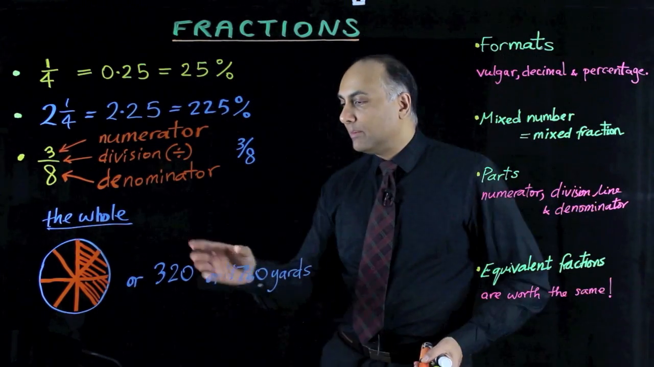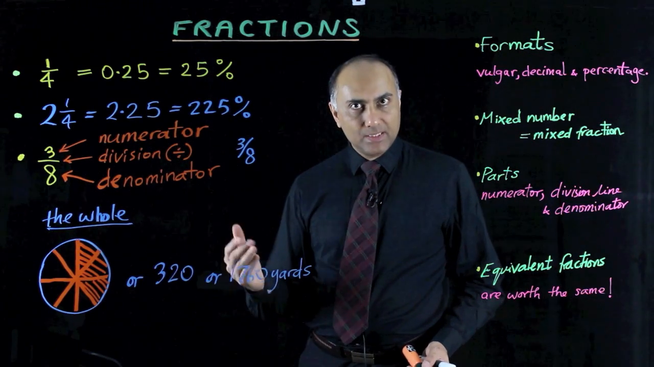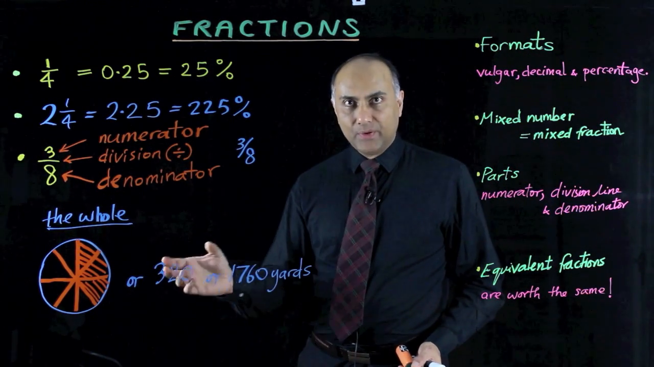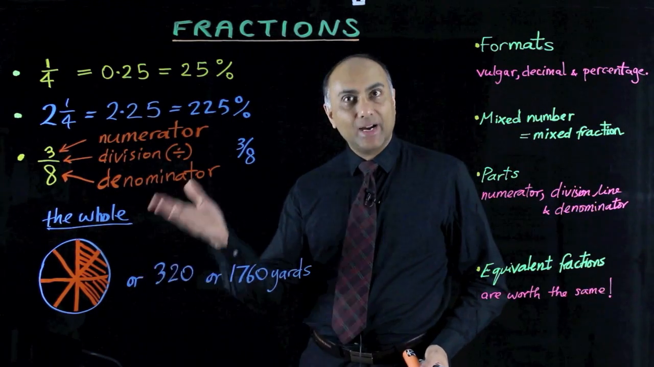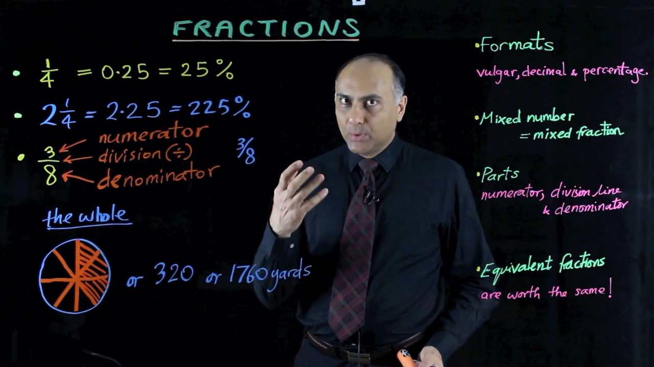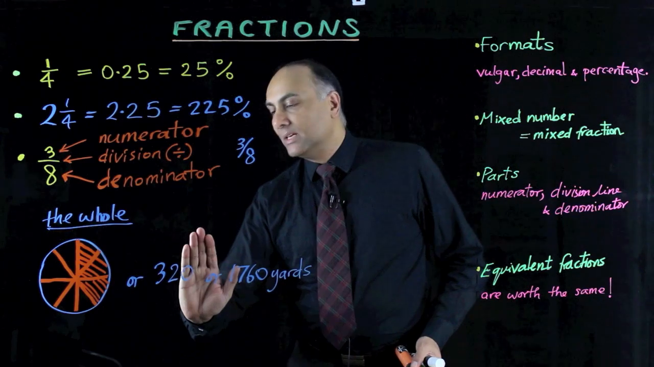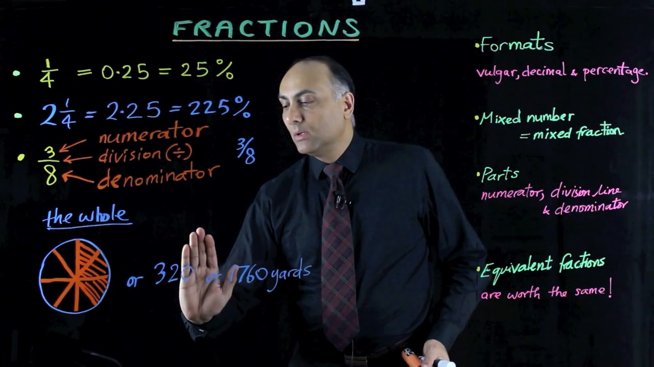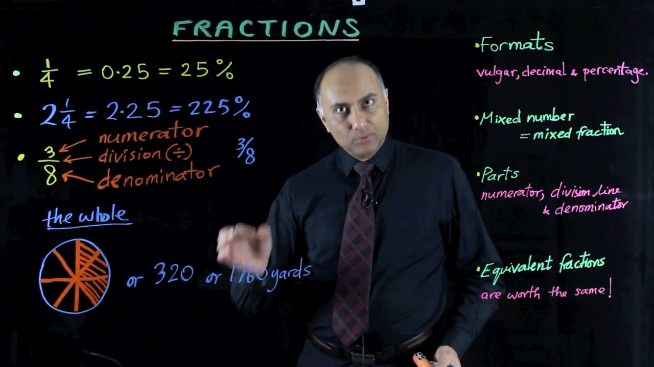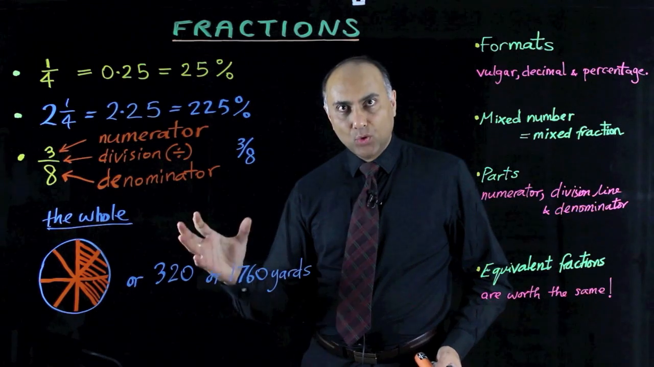Now let's look at what we mean by 3/8 of 320. Well, 1/8 of 320 would be 320 divided by 8, which you can do by a mental method. You can either say 32 divided by 8 is 4, so 320 divided by 8 would be 10 times as much, which is 40.